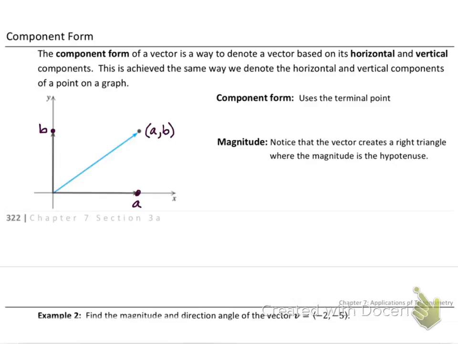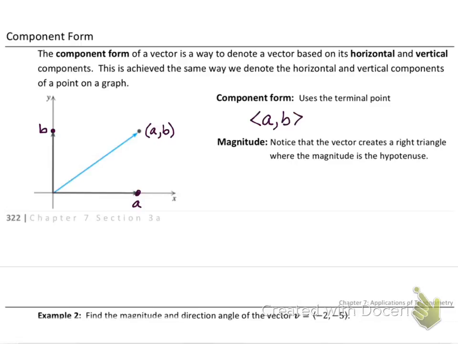To put a vector in component form, we're going to take that point, but instead of parentheses, we're going to use arrow brackets. So that's going to be ⟨a, b⟩. That is component form. So you just find your terminal point, and you just put arrow brackets around it, and that is your component form.